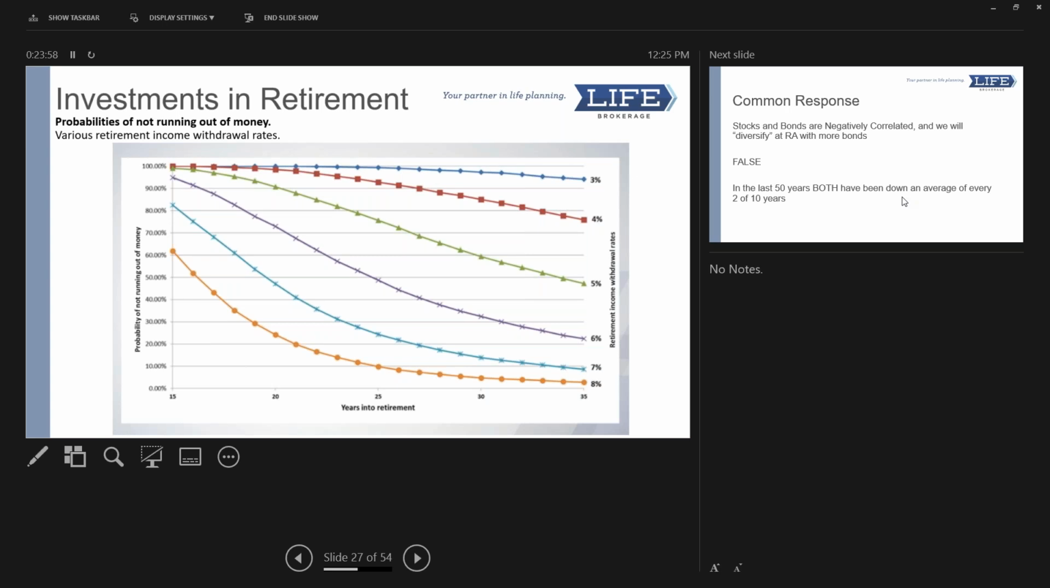You see the 3% number has the highest probability, about a 95% probability of your portfolio lasting 35 years into retirement. At a 4% distribution rate, you're somewhere around the 75% probability. But Lord knows, you start distributing at 5, 6, 7, 8, you've got less than a 50% chance of making it. And one would argue, and I'll take you through this a little bit later in the slide, one would argue that the 4% and 3%, right, these models are outdated and inaccurate.